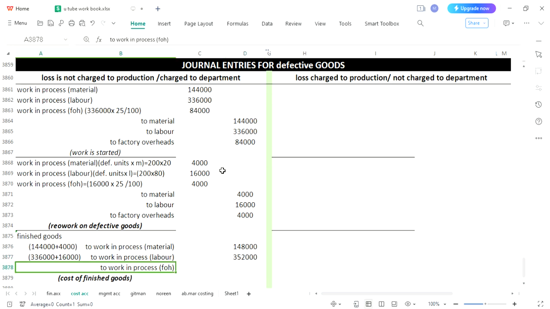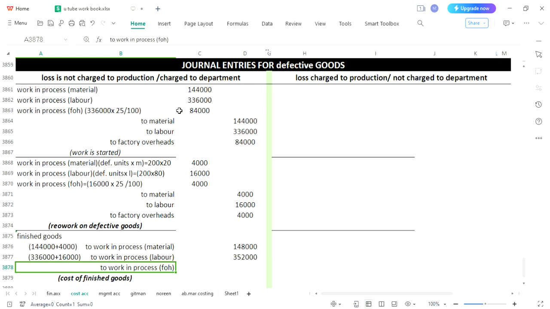For work in process FOH we will be applying the same methodology. Work in process FOH in the first entry is on the debit side. Work in process FOH in the second entry is also on the debit side. Same amount, same side, as for work in process FOH as well.